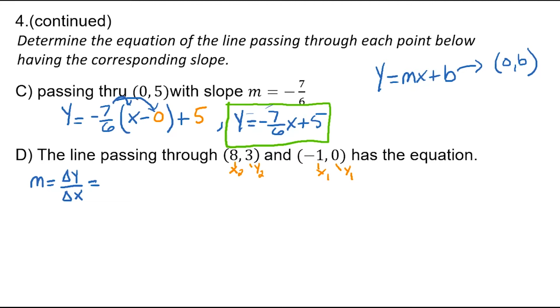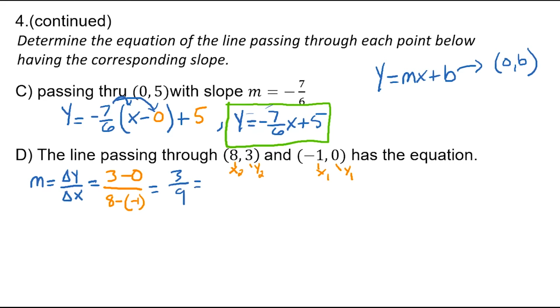Okay, so now when we go over here and plug these values in, we're going to end up with 3 minus 0 on top, and then remember I chose the y value from this point, so on the bottom I started with the y value from this point on top, so I have to start with the x value from the same point on the bottom. So we end up with 8 minus negative 1. And the result of this gives us 3, and 8 minus negative 1 is 9.